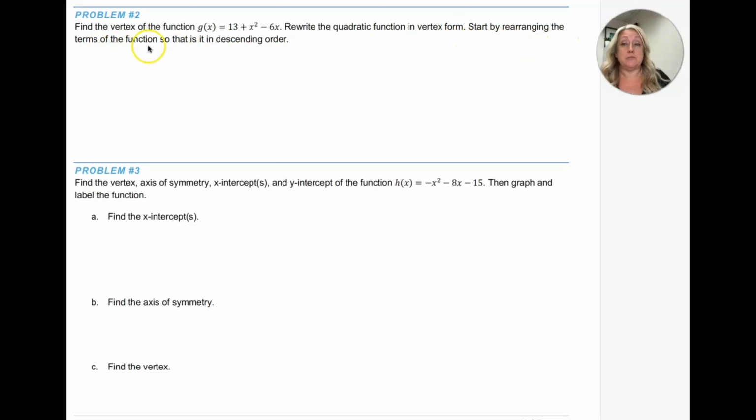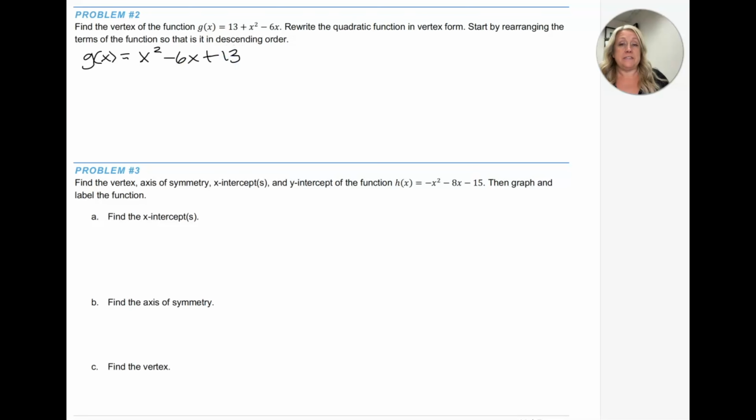Start by rearranging the terms of the function so that it's in descending order. So we'll notice here that this is not in descending order. And we like to keep things organized that way in math. It helps us make sure that we're looking carefully at which values are A, B, and C. It's still the same equation, we just want to write it in descending order. So I have g of x equals x squared, needs to go first, then negative 6x, and then plus 13.